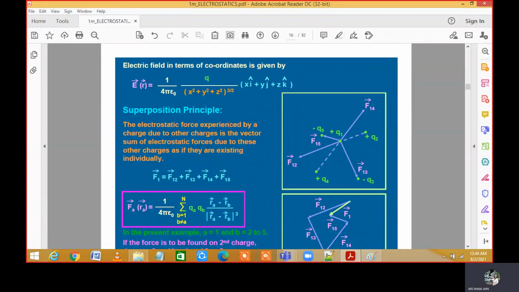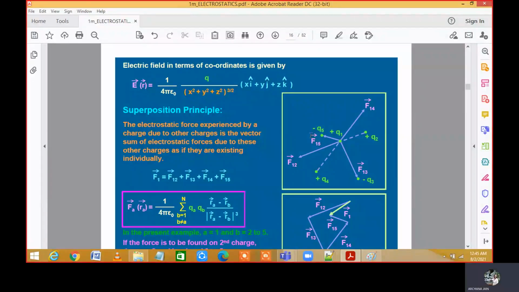Now superposition principle. The electrostatic force experienced by a charge due to other charges is the vector sum of electrostatic forces due to these other charges as if they are existing individually. Let us consider 5 charges: Q1, Q2, Q3, Q4 and Q5. We have to calculate the force experienced by charge Q1. Because Q2 and Q4 are positively charged, Q1 will feel force of repulsion due to Q2 and Q4, and the forces are F14 and F12.